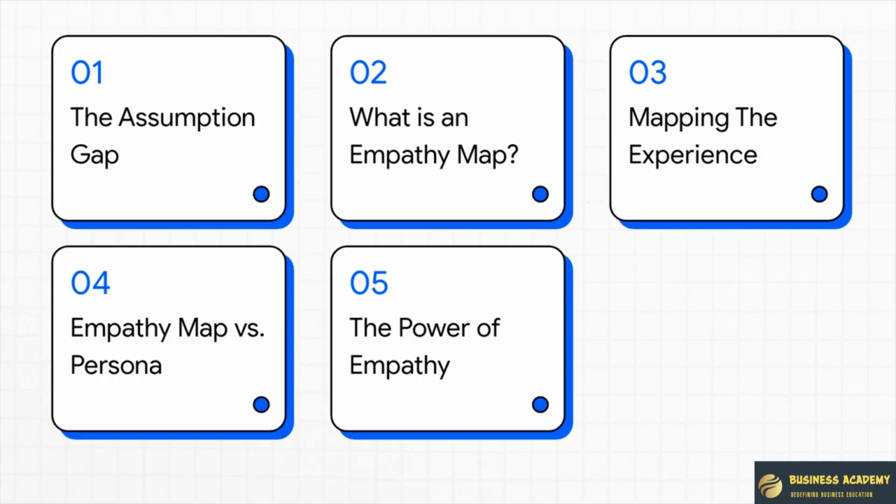So here's our game plan for this explainer. We're going to kick things off by talking about a huge pitfall I call the Great Assumption Gap. Then I'll introduce you to a seriously cool tool to fix it, the empathy map. We'll walk through how to actually use it, clarify how it's different from a user persona, and then wrap up by digging into why this simple tool is so darn powerful.